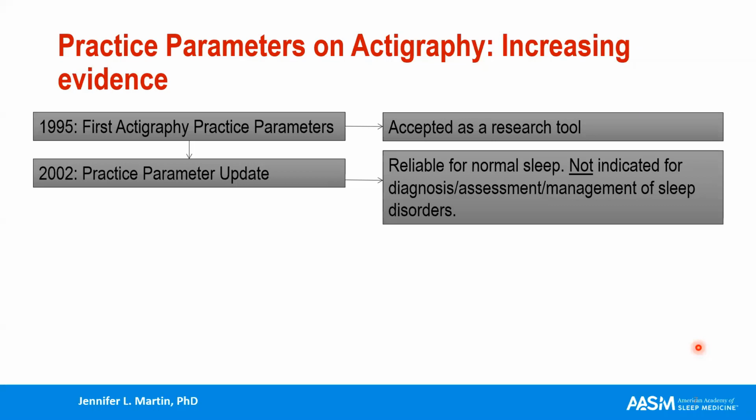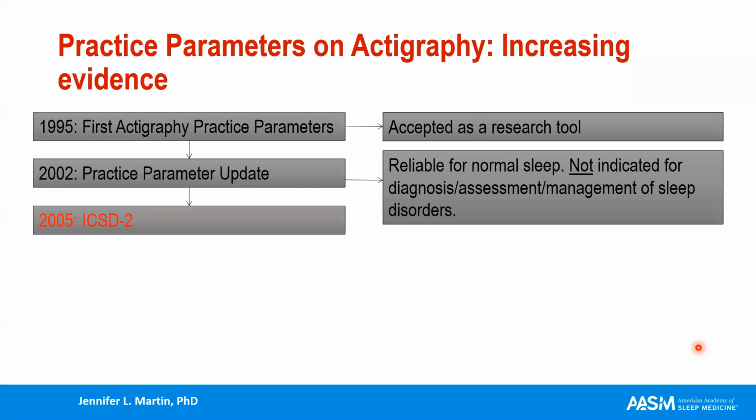So in 2002, about 7 years later, the practice parameters were updated. And again, the available data suggested that actigraphy was actually very reliable for measuring normal sleep in people who were healthy without sleep disorders. But again, there was no evidence for the use of actigraphy in clinical applications, so in patients with sleep disorders. After these practice parameters were published, things started to change.